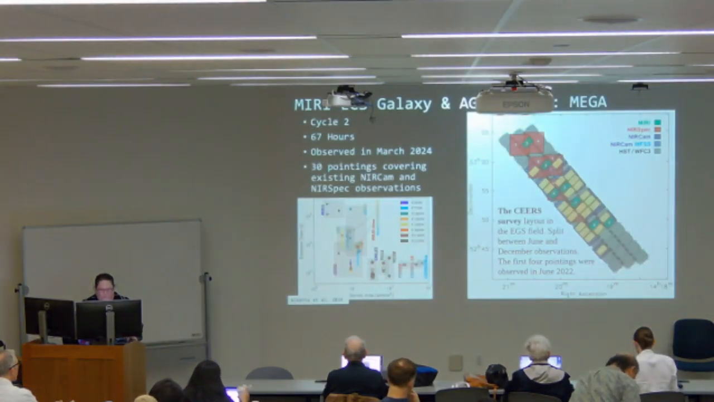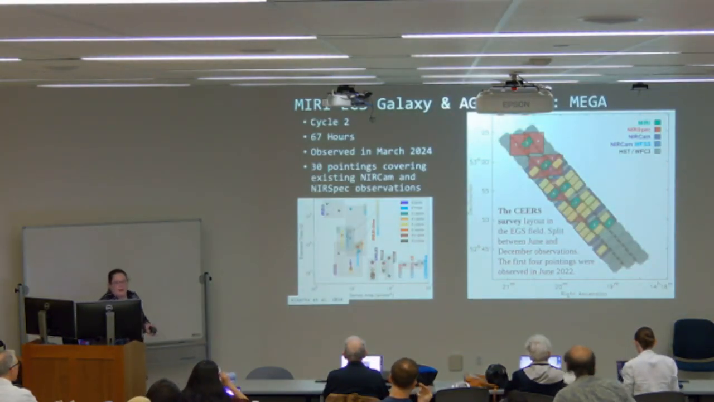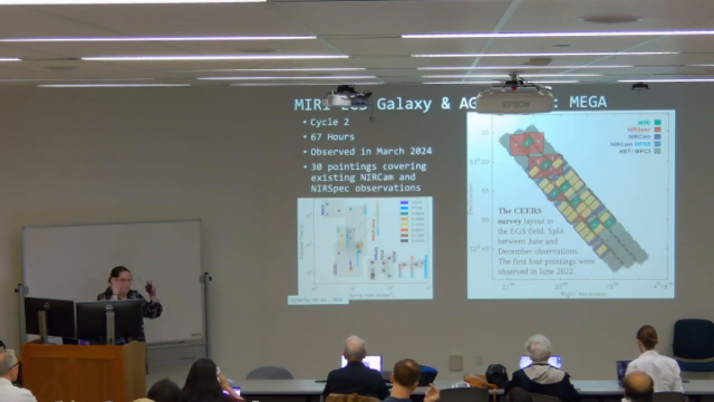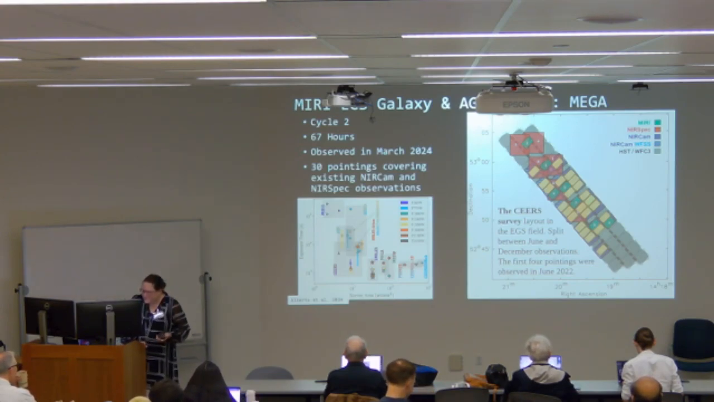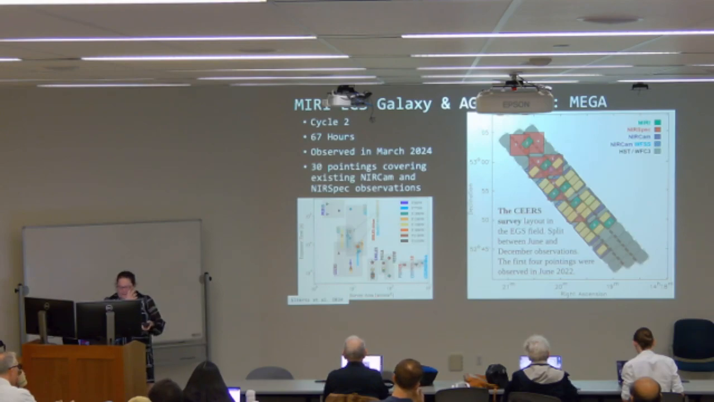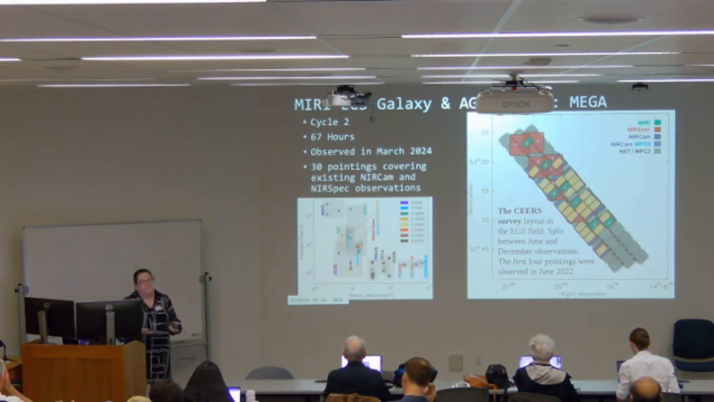So MEGA is designed to be a JWST wide field survey. It was observed in cycle 2 over 67 hours. Like I said, we just got our data. It was observed at the very end of March, so we've only got a preliminary reduction right now. But the point was to do 30 pointings covering existing near-cam and near-spec observations in this year's field.